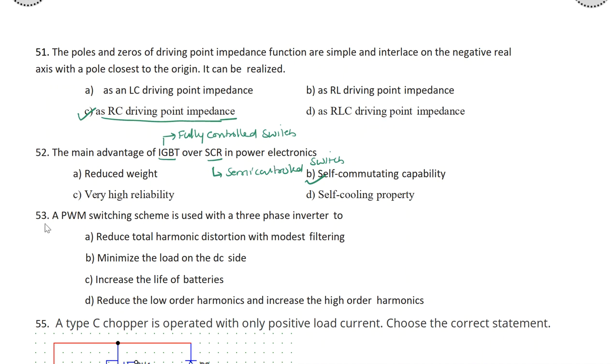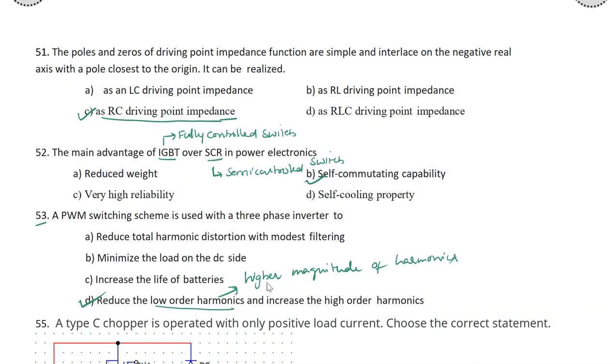Okay, next one. A PWM switching scheme is used with a three-phase inverter to reduce the total harmonic distortion. Tell me the answer for this question. Minimize the load on the DC side, increase the life of the batteries, reduce the lower order harmonics, and increase the higher order harmonics. So D is the right answer. Why? Because the lower order harmonics will have higher magnitudes of disturbance, which is very difficult to filter out.